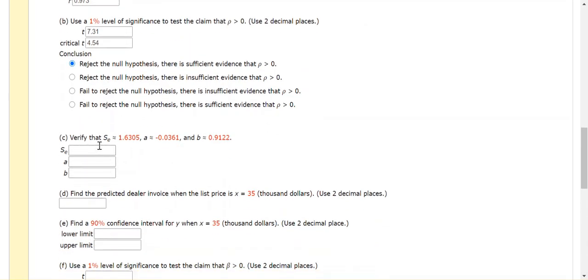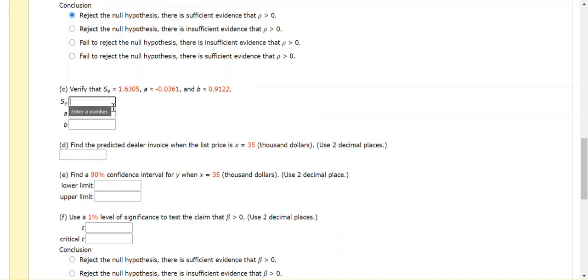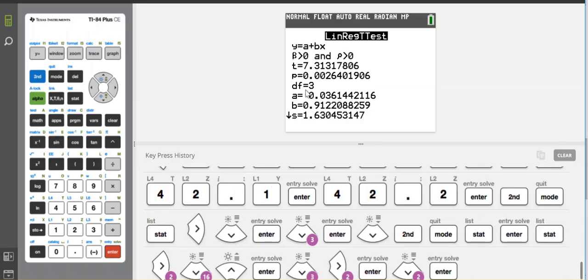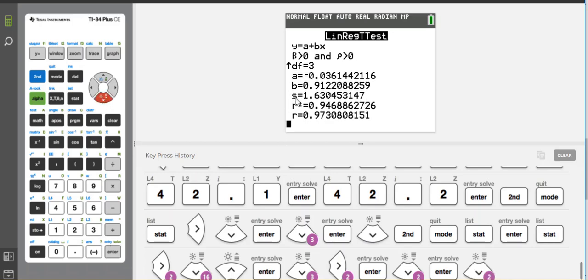Then it says verify that this S sub e is equal to these numbers, and then the a and the b are also equal. I certainly could just retype these numbers in. I could type in 1.6305, just copying it down, and minus 0.0361 and 0.9122 for sure. But let's look to see where we find those numbers. So I look at my calculator again, and our calculator doesn't call it S sub e, they just call it S.